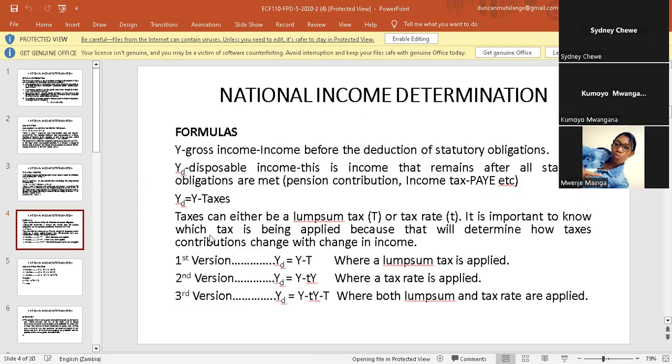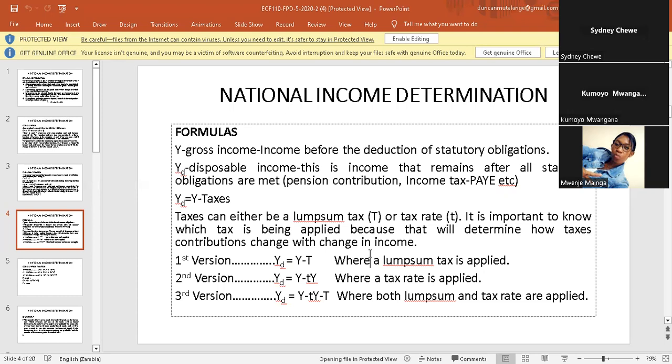Now, the last thing that I just want to show you is this. When you capture this, trust me, every calculation under national income will become very easy for you. The moment that you capture this, you get what disposable income is. Disposable income, just from the word itself, disposable, meaning you're disposing it, is simply income that remains after all obligations are met.